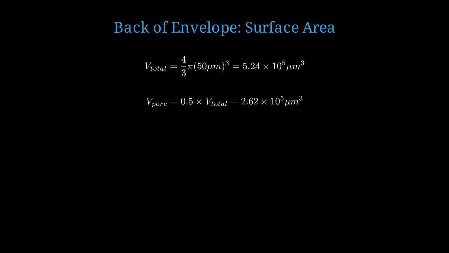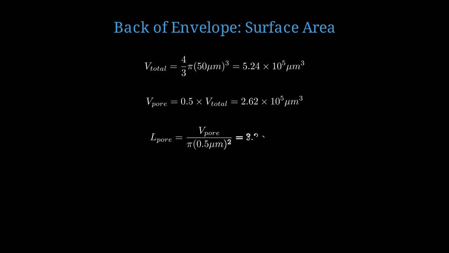Let's estimate the internal surface area. Consider a spherical bead with diameter 100 micrometers and cylindrical pores of diameter 1 micrometer with porosity of 50%. The total volume is 4/3 pi times 50 micrometers cubed, which equals 5.24 times 10 to the 5th cubic micrometers. The pore volume at 50% porosity is 2.62 times 10 to the 5th cubic micrometers.